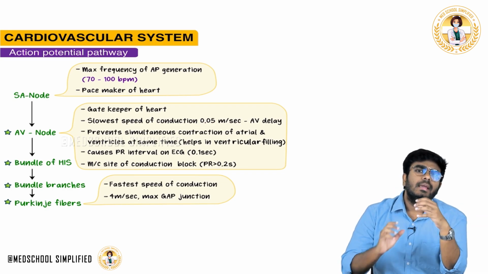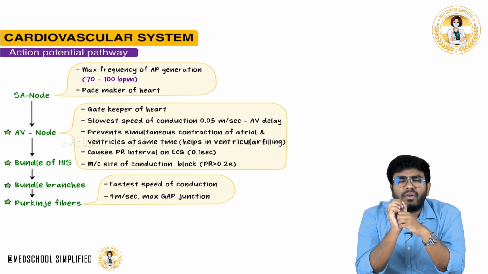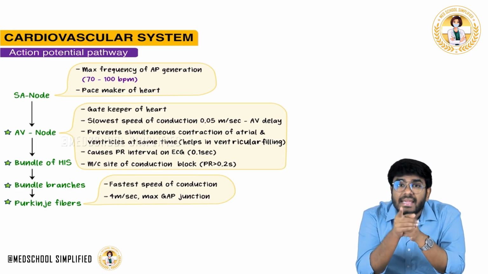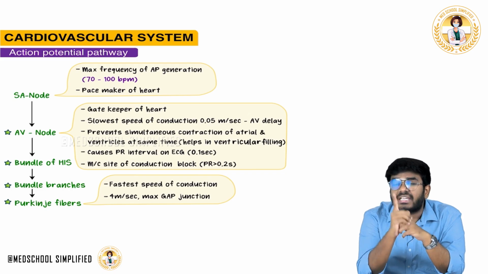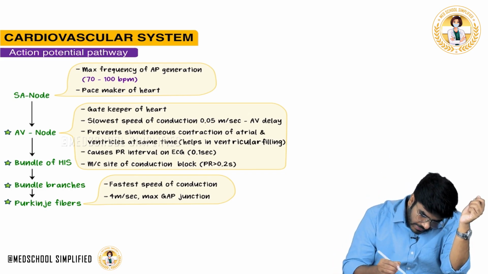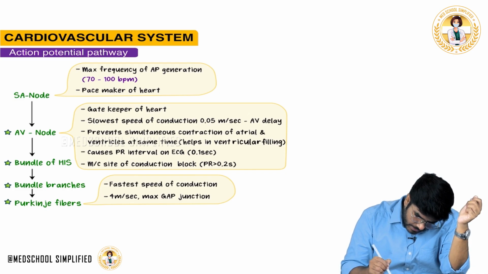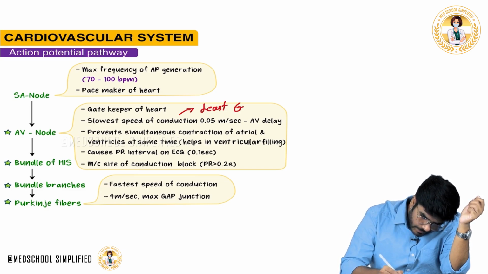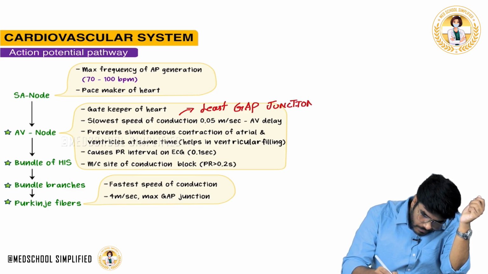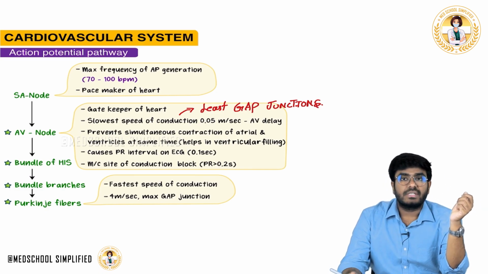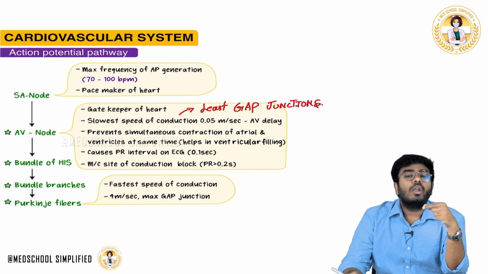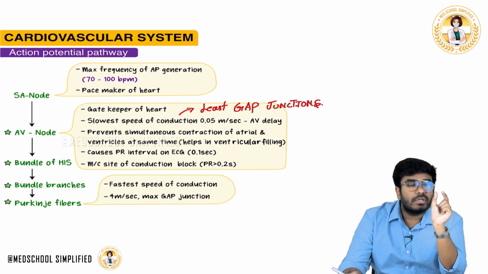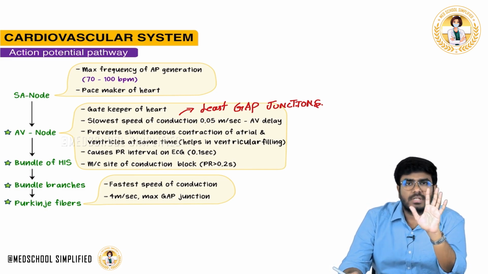Now, why is this AV nodal delay happening and why is it important? Sir, this AV nodal delay is because the AV node has the least gap junctions. Let me write it down here, guys. The slowest speed of conduction is because the AV node has the least gap junctions. So that's why the impulse takes a lot of time to go through the AV node. It's going very slowly. Least number of gap junctions are present.